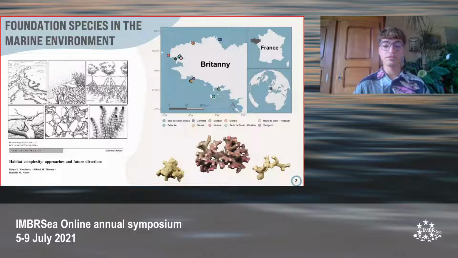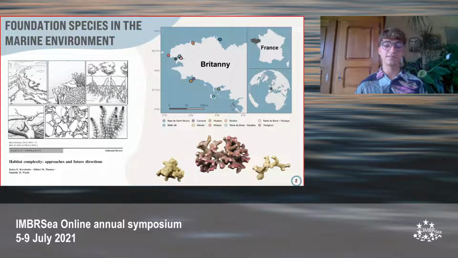However, most of these studies were qualitative, usually comparing communities where the foundation species is present to communities where it's not, and the effect of complexity has often been addressed as an a posteriori explanation for observed patterns instead of being directly assessed. Additionally, even when studies quantified elements of habitat complexity, only a few of them evaluated their effects on diversity as their main hypothesis.